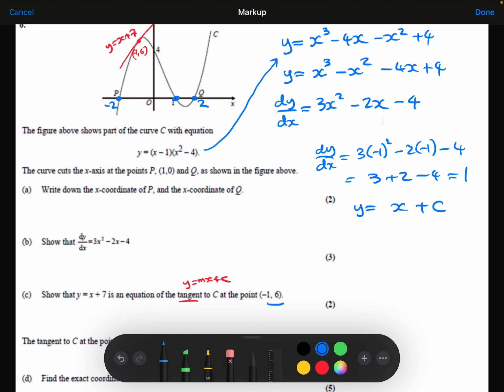To work out the c, substitute the coordinate in. So y is 6 when x is minus 1. Add the 1 to both sides. And I find that c equals 7. And so therefore, the equation of the tangent is, in fact, y equals x plus 7, which is what we needed to show.